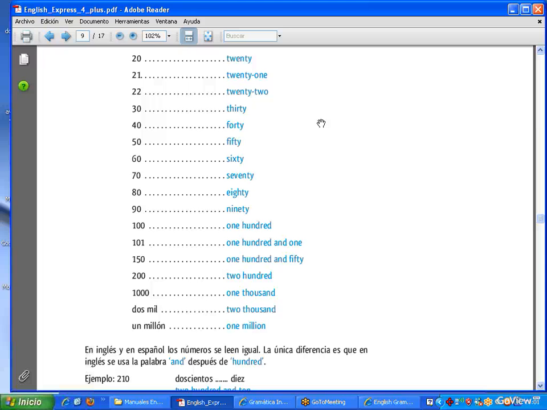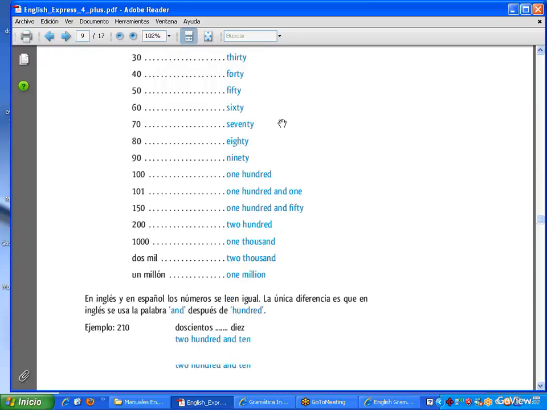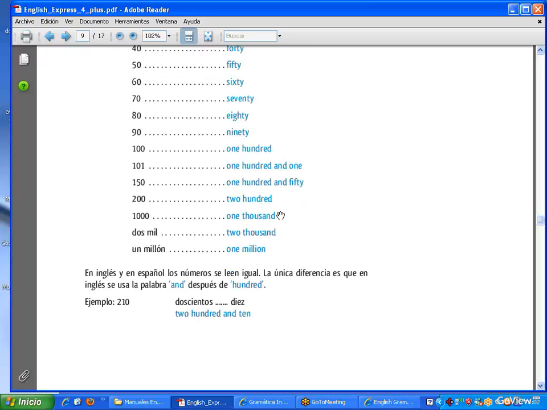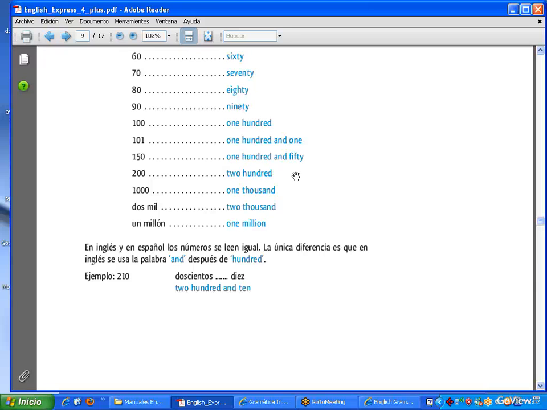Now we do use the word and after 100. So after 100 we say 101 or 121 or 150, 200, 201, 202, until we get to 1000, and it's the same structure as the Mizmor.